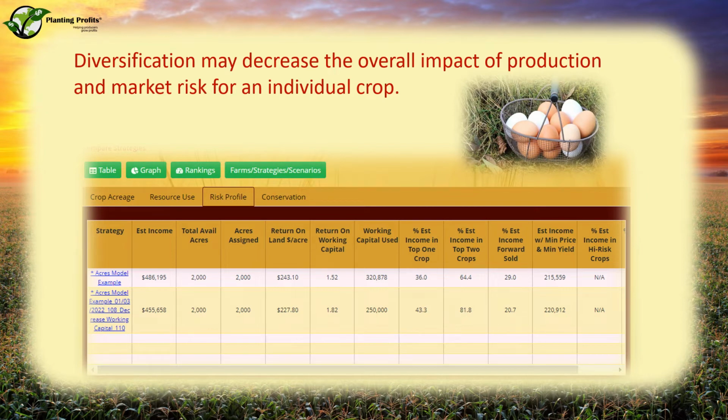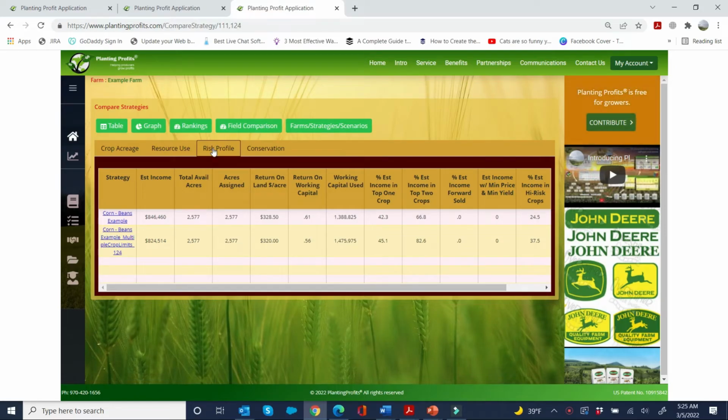Diversification may decrease the overall impact of production and market risk for an individual crop. Don't put all your eggs in one basket, right? The degree of diversification is an output measure of the risk profile. Let's take a look at the degree of diversification. These measures show the percentage of expected income from the top 1 and top 2 crops.